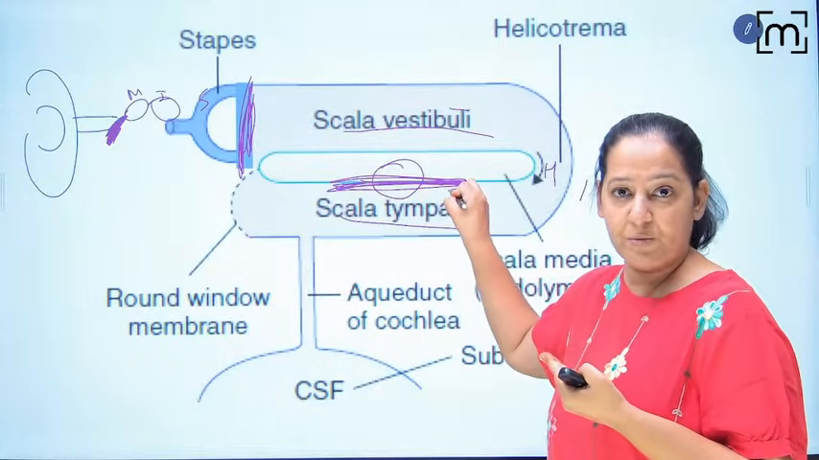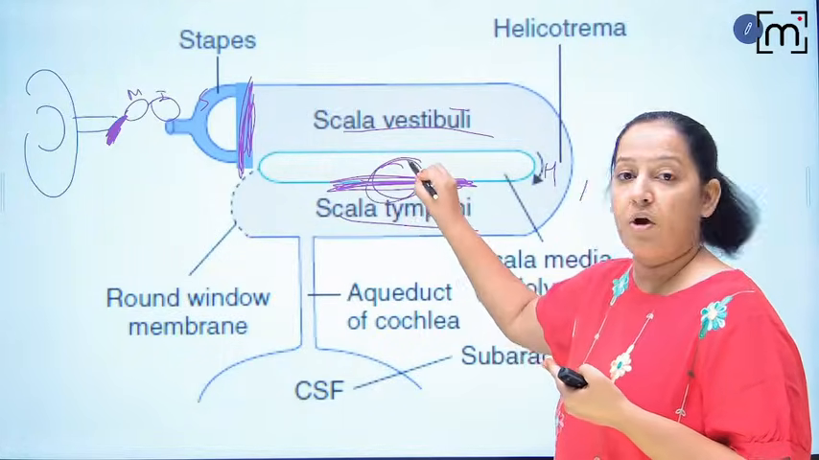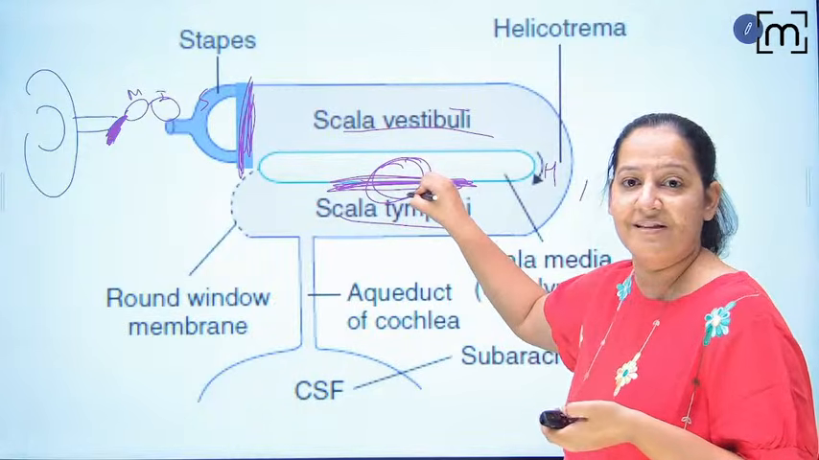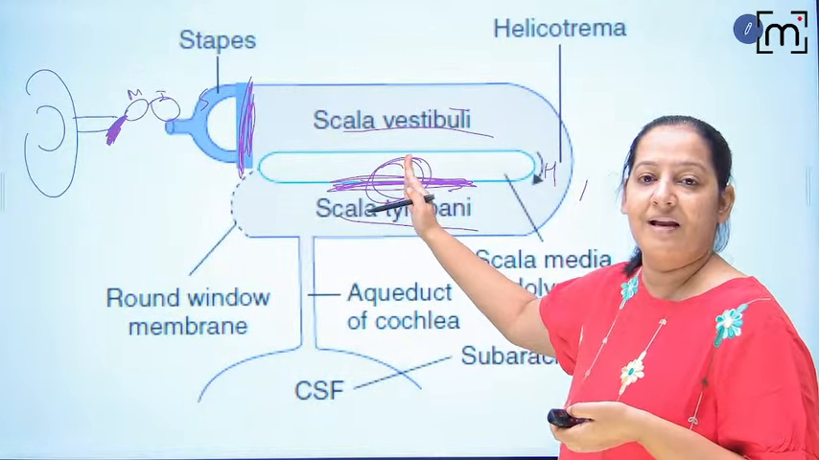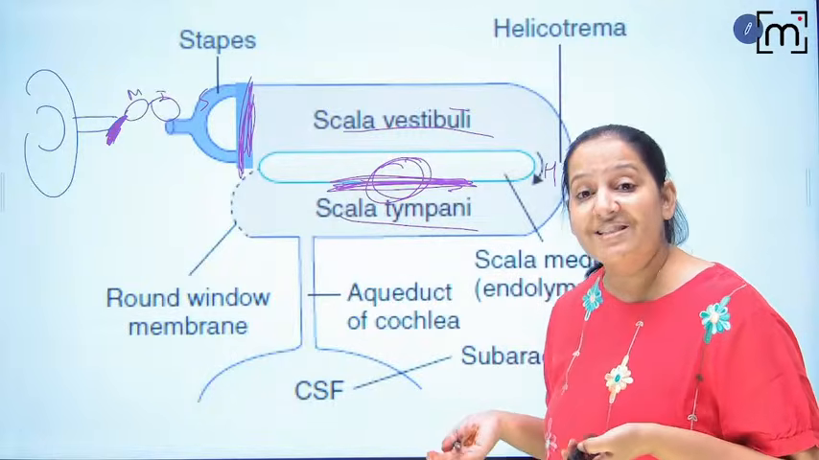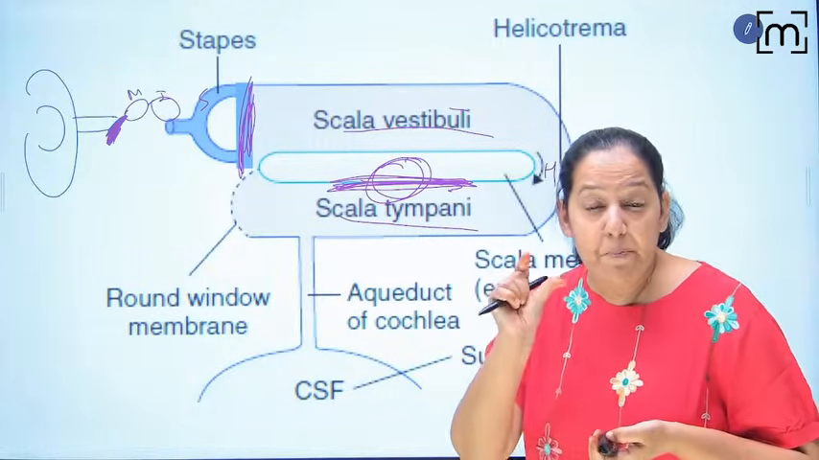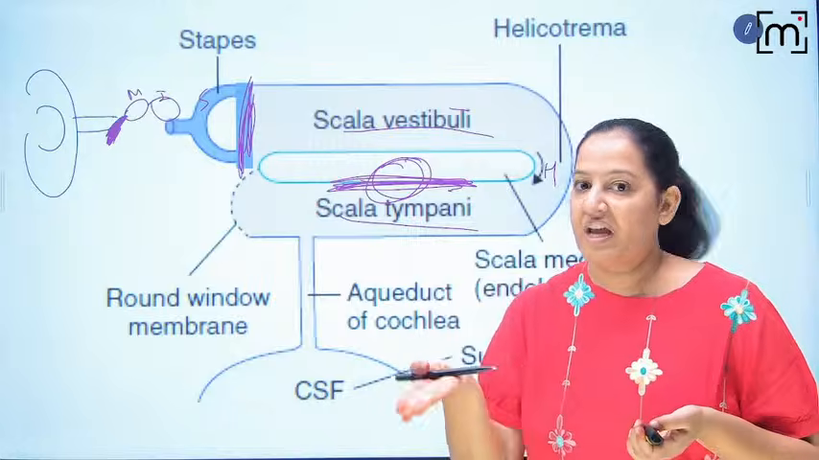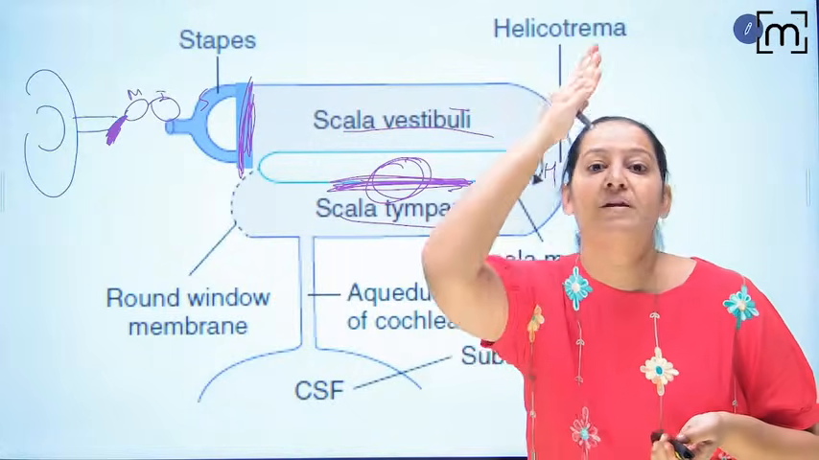So it will vibrate the basilar membrane. You know, the basilar membrane. On the basilar membrane, we have the organ of Corti. On the organ of Corti, we have hair cells. So sound energy is reaching the hair cell, which is converting the mechanical energy into electrical energy. This is known as transduction, the most important step in hearing. If sound energy cannot be converted into electrical energy, how will it be transmitted to the brain?